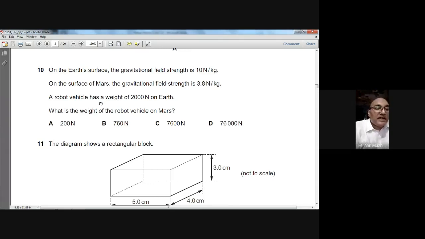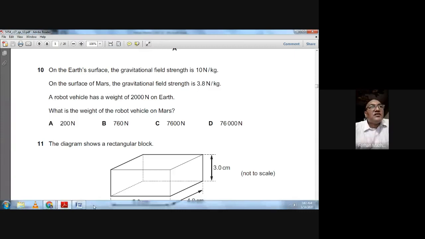So I will multiply 3.8 with 200 kg, and the answer will be 760 Newton. So B will be the choice, but let me show you my working. I have done this. Okay.